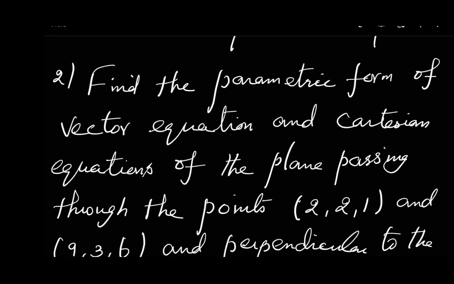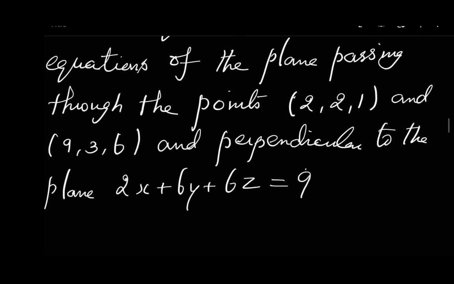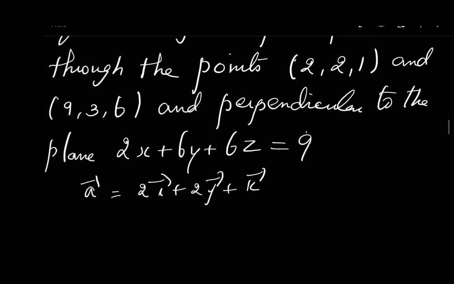See the second sum. Find the parametric form of vector equation and Cartesian equation of the plane passing through the points 2, 2, 1 and 9, 3, 6 and perpendicular to the plane given. See the points. First let me take the points. Vector A as 2i plus 2j plus k, and vector B is 9i plus 3j plus 6k.